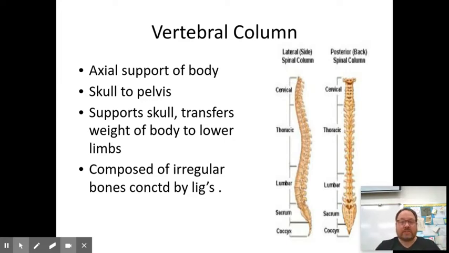So there are a lot of connections to the vertebral column, and it's made of all these irregular bones that are interconnected to one another by ligaments. Your vertebral column has a big job because lots of important structures are suspended from it, and it needs to provide both protection and support and some flexibility to the body.